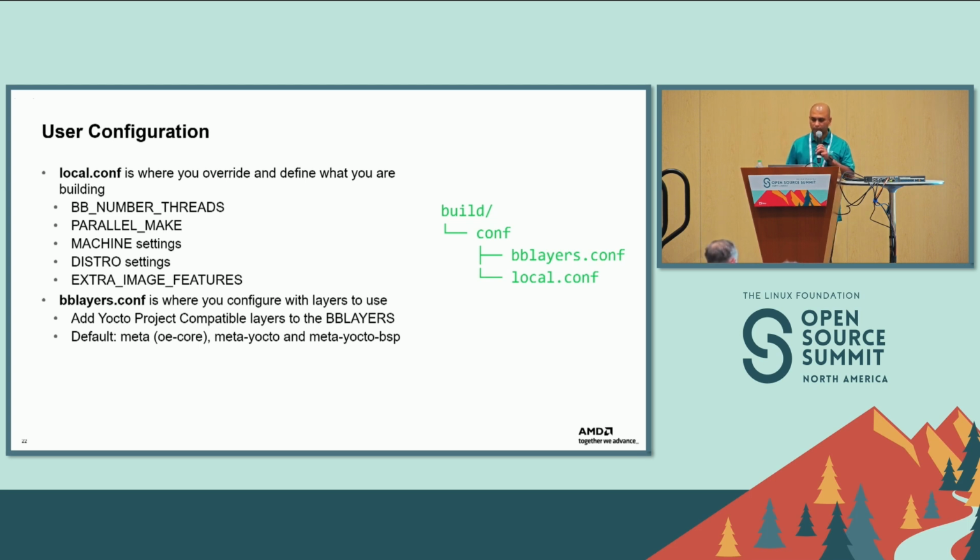These are for parallel compilation on the local build system. Also, the distro variable is the distribution configuration file. For example, if you are building for a Linux distro or a Zephyr distro, this distro variable will be used.